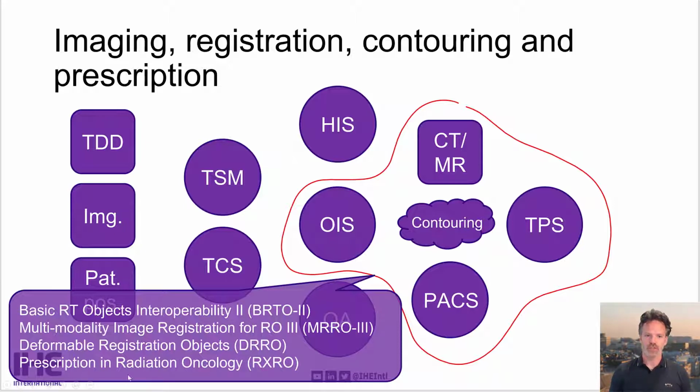And there's prescription. There's one profile for prescription in radiation oncology that's surprisingly difficult to have well-defined and to find consensus. There are different terminologies in play here. There's the prescription, there's the treatment intent, and there's the planning directives, and then there's the actual resulting plan, and these are sometimes used differently.